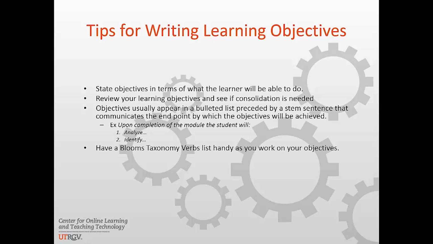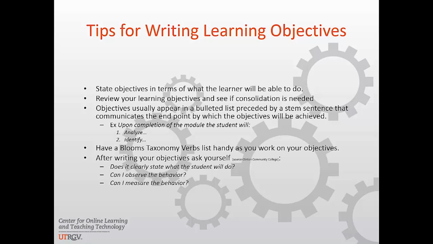Have a Bloom's taxonomy verbs list handy as you work on your objectives. After writing your objectives, ask yourself, does it clearly state what the student will do? Can I observe the behavior? And can I measure the behavior?